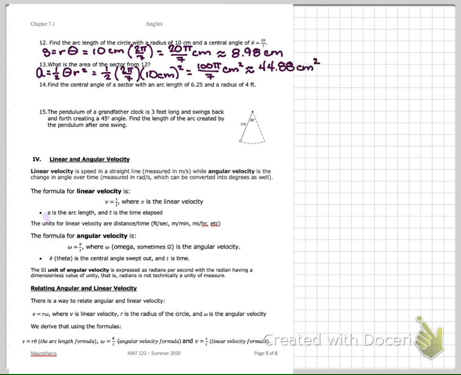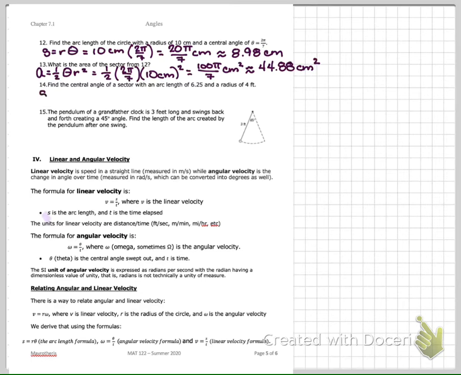You guys, as we go through these, don't hesitate to let me know if you get a different answer, you think I made a mistake somewhere. Always a possibility. So 14, we want to find the central angle of a sector with an arc length of 6.25 and a radius of 4 feet.